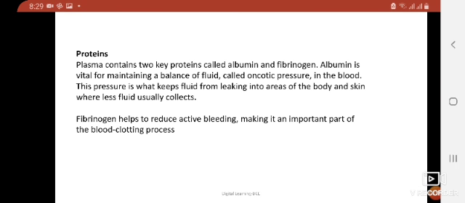Leukocytes can manufacture a few substances called trephones from plasma proteins, which help in the nutrition of tissues. Fibrinogen helps to reduce active bleeding, making it an important part of the blood clotting process.